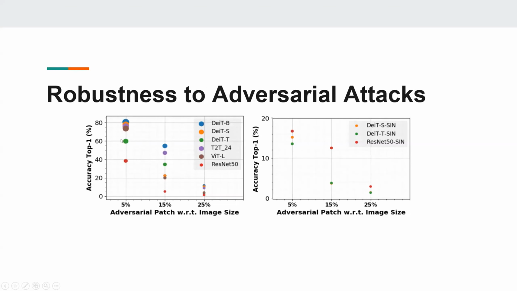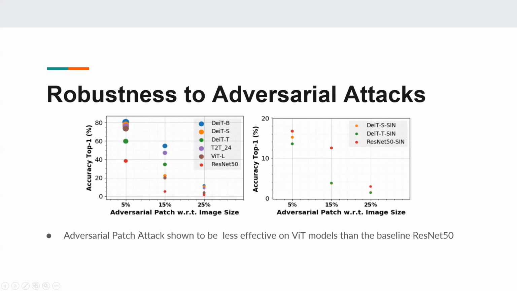So looking at the robustness of this adversarial patch attack, they looked at a few different models and compared the top one accuracy on ImageNet with respect to that patch size. As we can see here, most of the DeiT models performed much better as compared to the baseline ResNet 50 models, showing that these transformer models were much more robust to this adversarial attack.